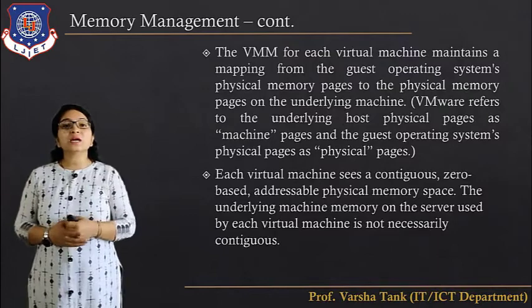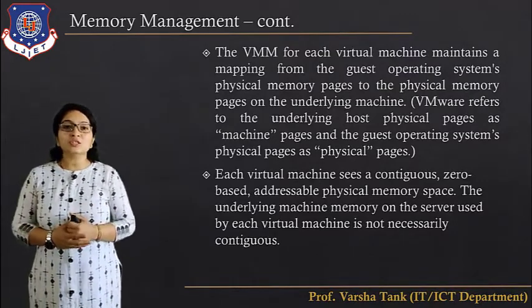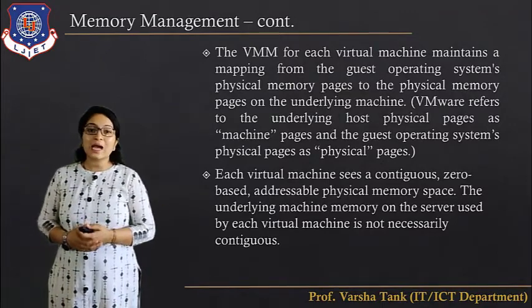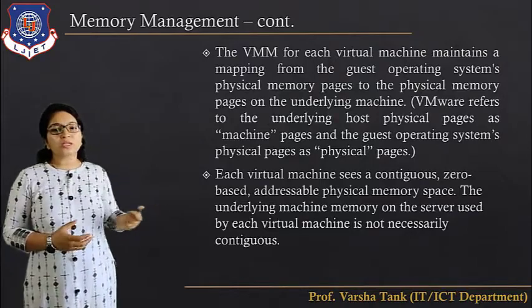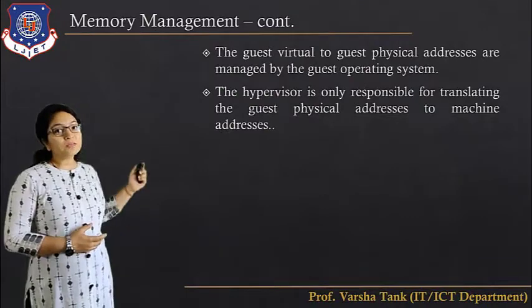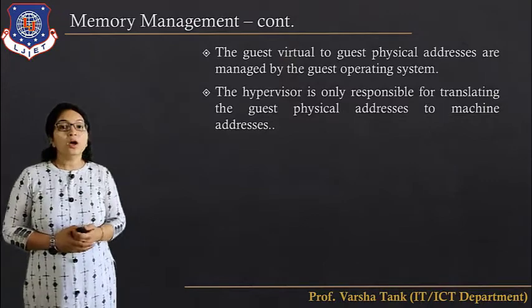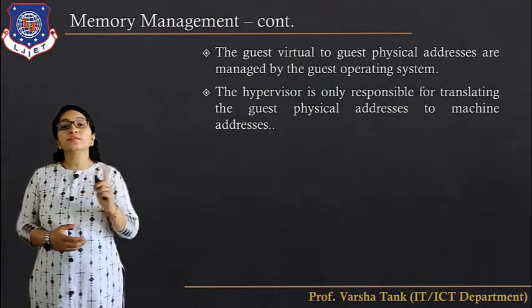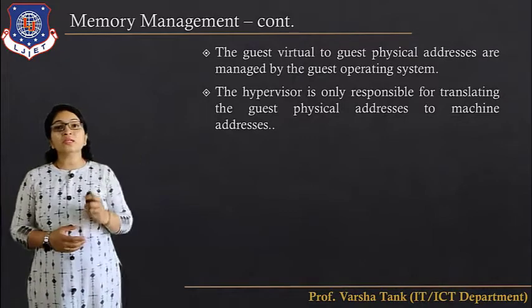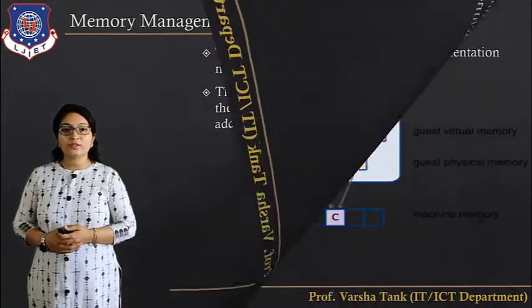Each virtual machine sees a contiguous zero-based addressable physical memory space. The underlying machine's memory on a server used by each virtual machine is not necessarily contiguous. So it is not necessary that contiguous memory allocation is there. Now, the guest virtual to guest physical address mapping is managed by the guest operating system. Here, the hypervisor is only responsible for translating the guest physical address to the machine address.